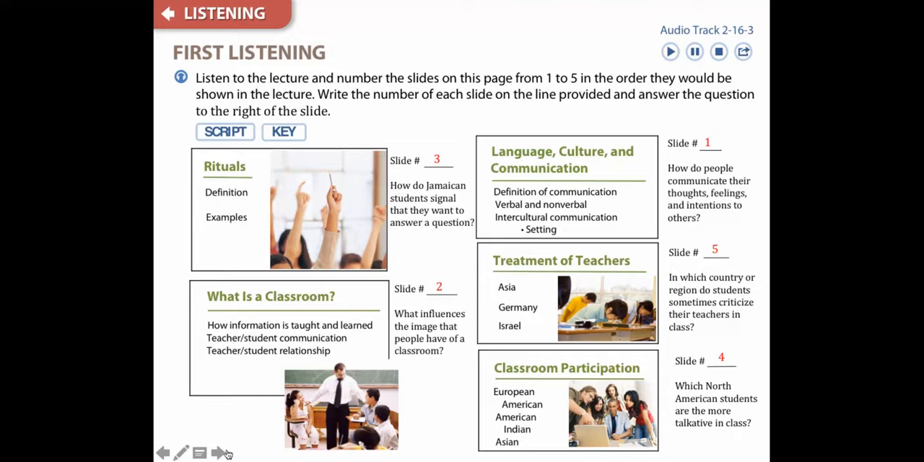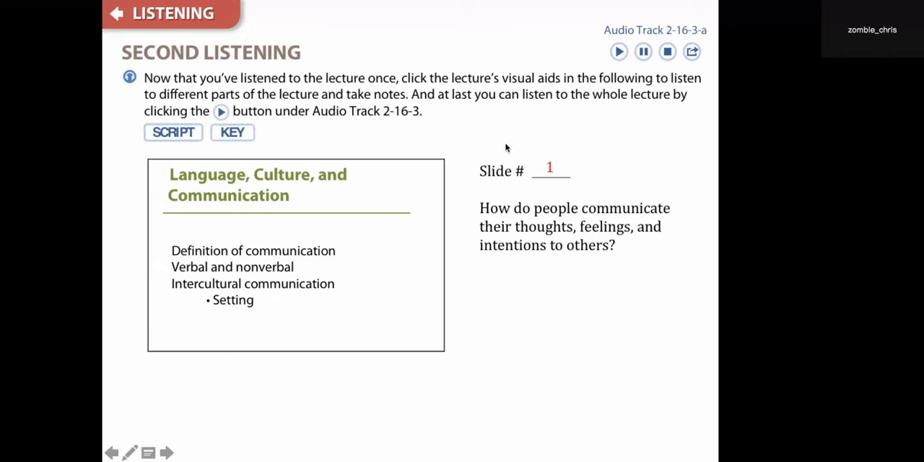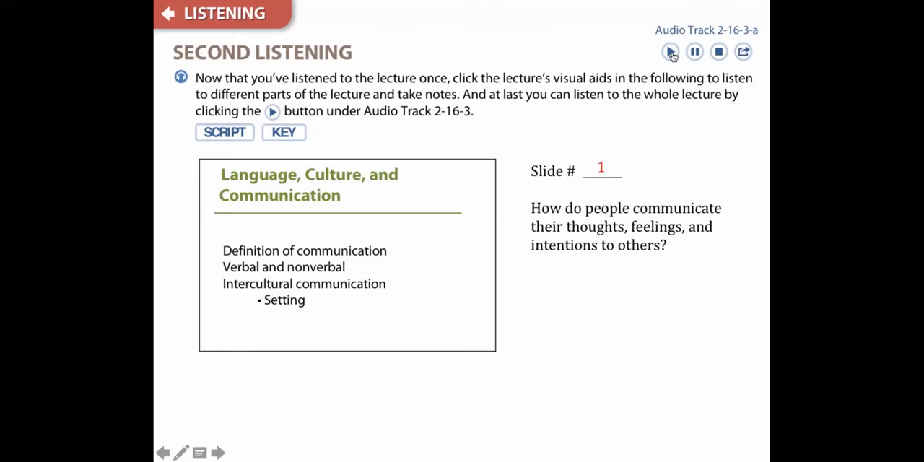Okay, so let's take a look at the individual questions and the main points that are being discussed in each of these slides. So, slide one, language, culture, and communication. Question is, how do people communicate their thoughts, feelings, and intentions to others? Today's lecture deals with language, culture, and communication in classrooms.